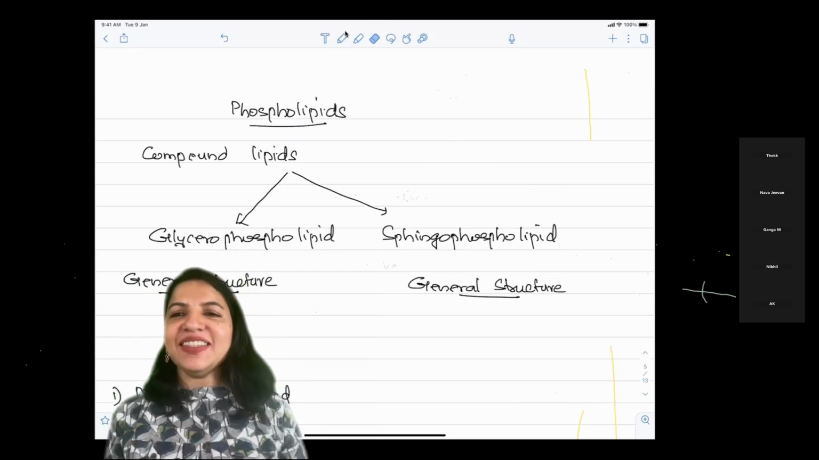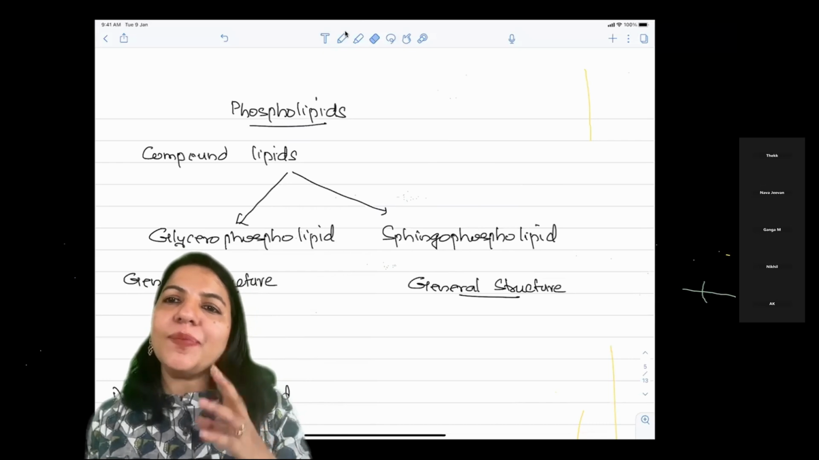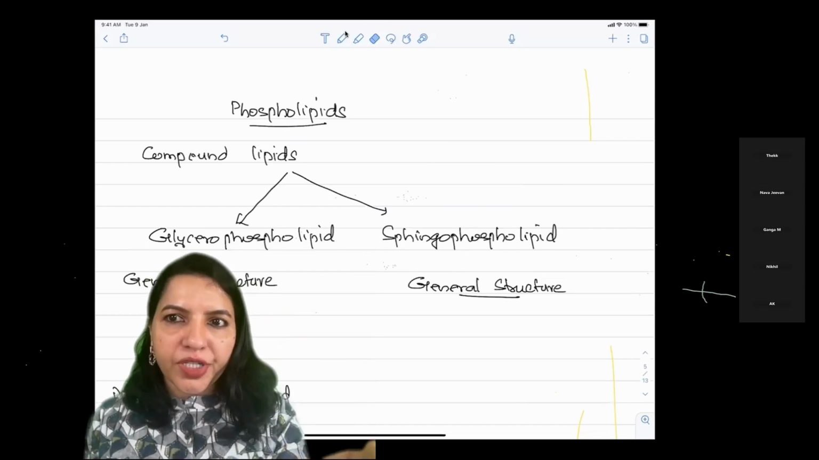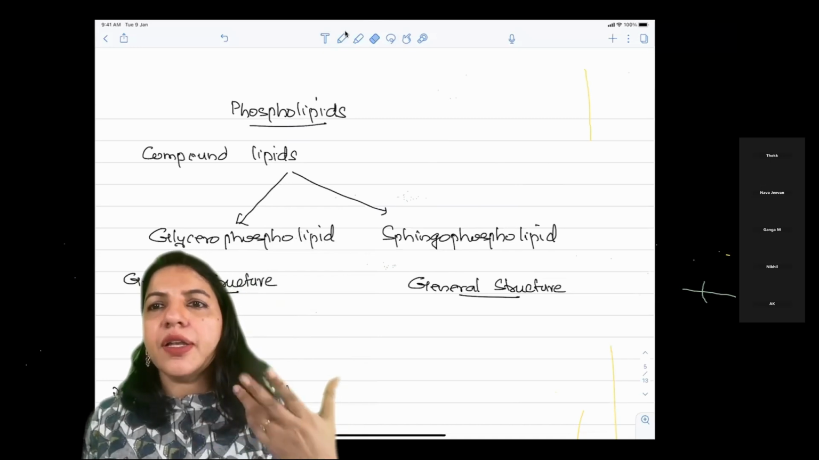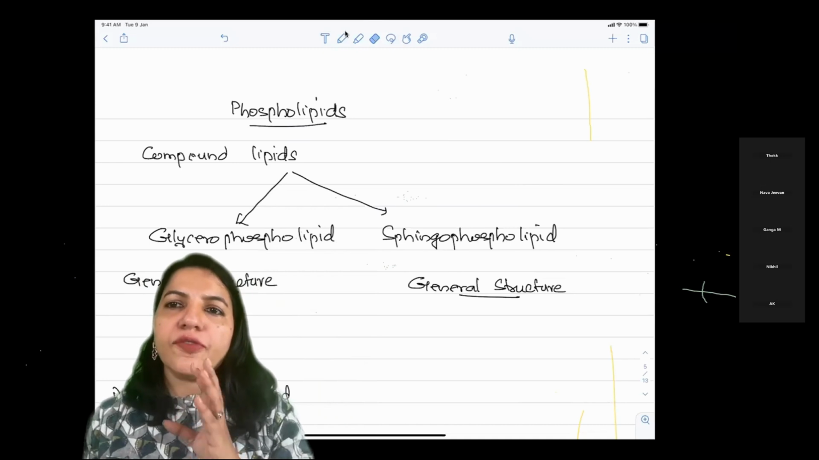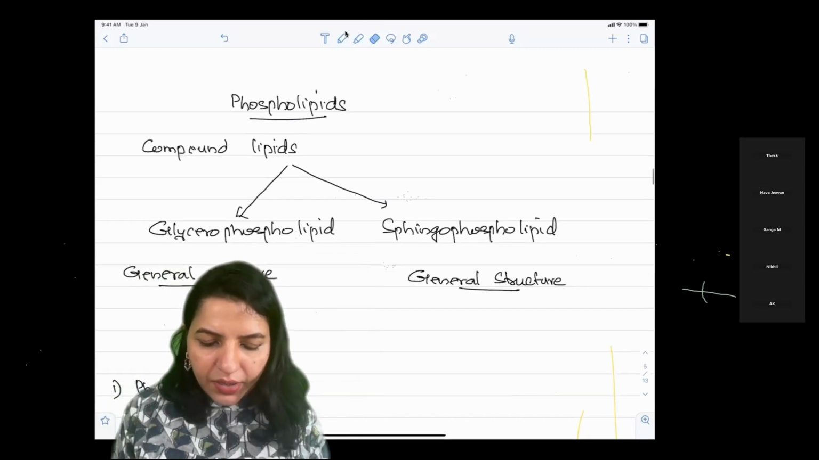Okay. So phospholipid means it is a compound lipid. Compound lipid always means it has a lipid plus a non-lipid component in it. That is a phosphate group. Like lipoprotein. Lipoprotein means it has lipid as well as protein. So just like that, phospholipids are a group of compound lipids. So that's the first thing.